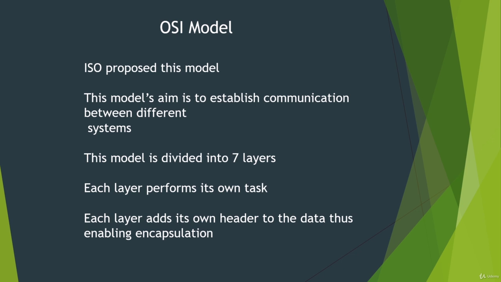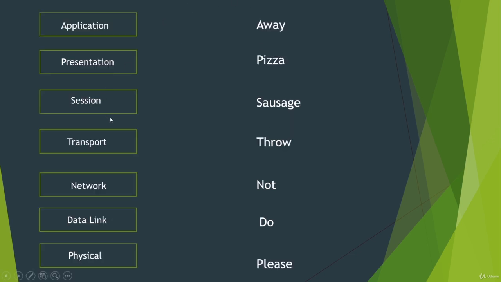So let's see all these 7 layers. As you can see, from top to bottom, these are 7 layers, but we will consider from bottom to top. That is, first one is physical layer, data link layer, network layer, transport layer, session layer, presentation layer, and application layer. So you need to consider from bottom to top. This is layer 1, layer 2, 3, 4, 5, 6, 7.